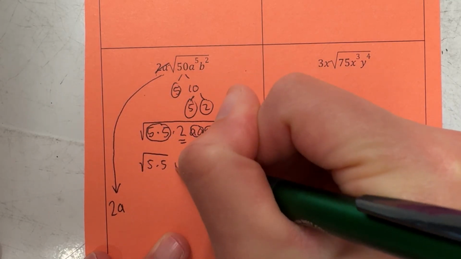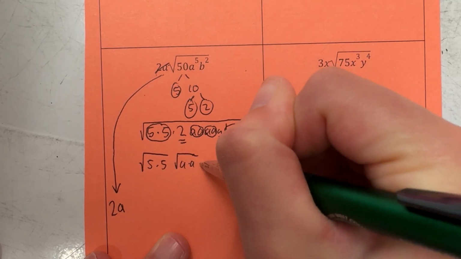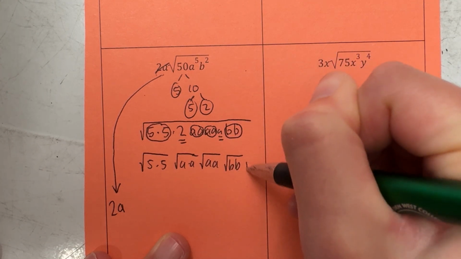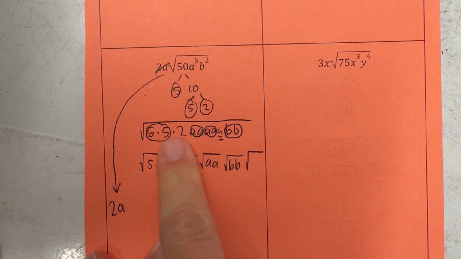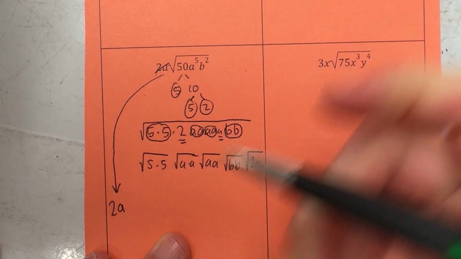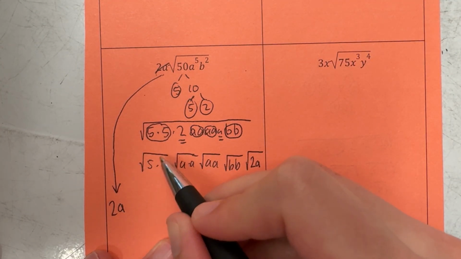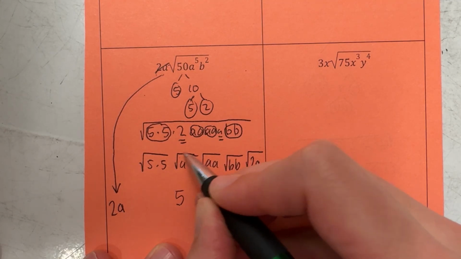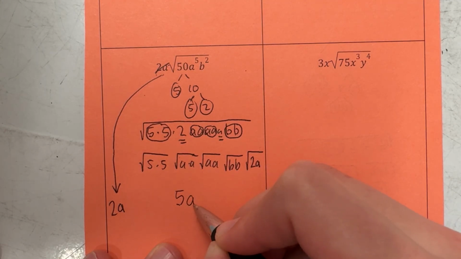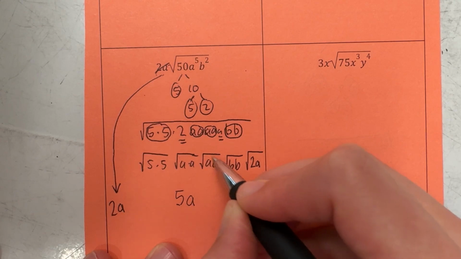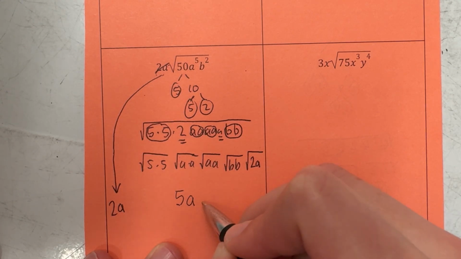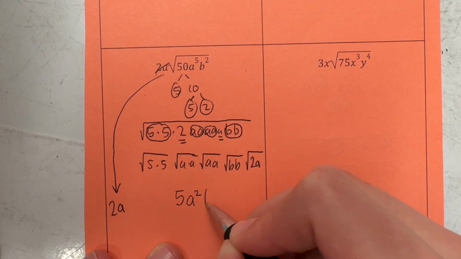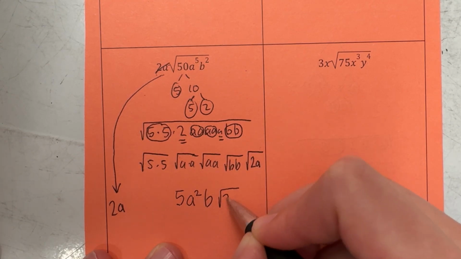Okay, so let's see what happens here. This goes in its own house. This goes in its own house. This goes in its own house. This goes in its own house. And my singles that are left are just 2 and A. Okay, this becomes, right, 5 times 5 is 25. The square root of 25 is just the number 5. Whatever this is, this becomes just the letter A. Now look, this becomes another A. We don't write AA, right? If I want to write A times A, I write A squared. Then this becomes a B, and then this is the square root of 2A.